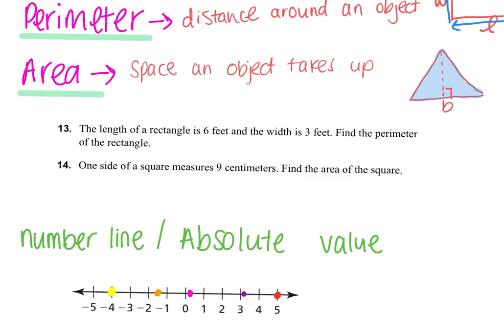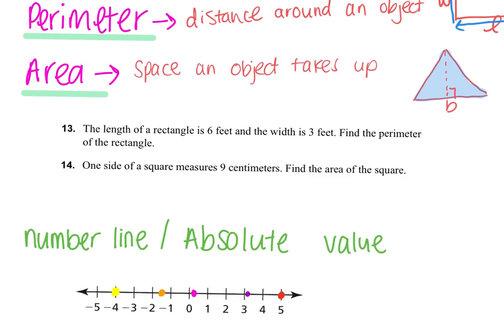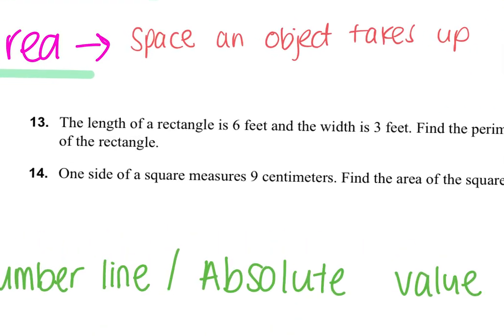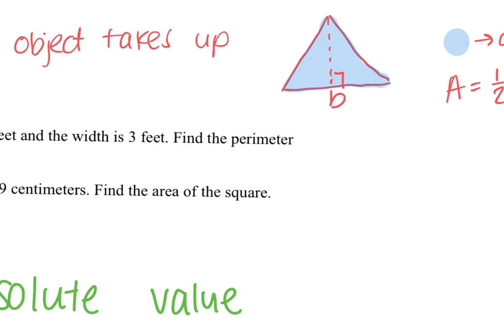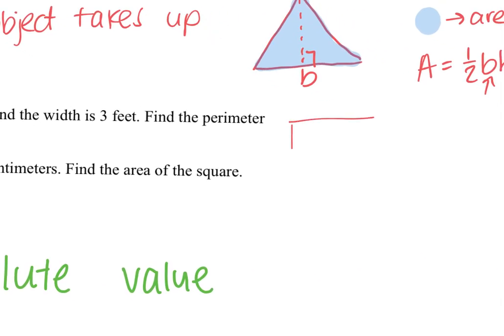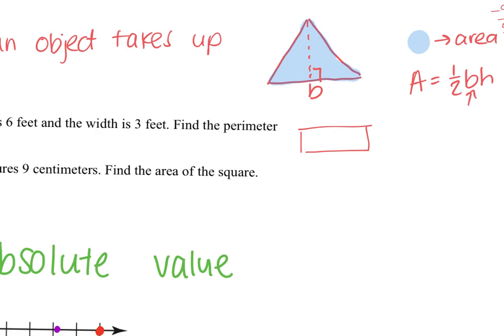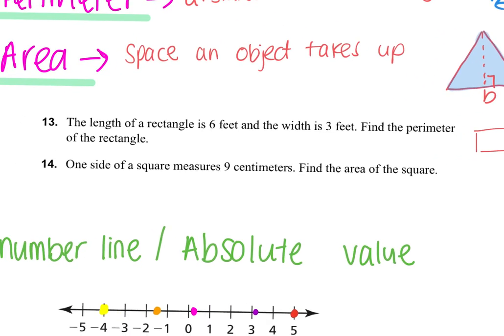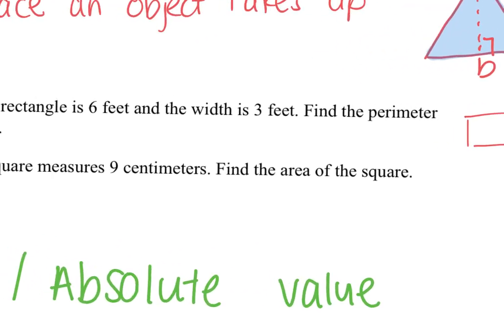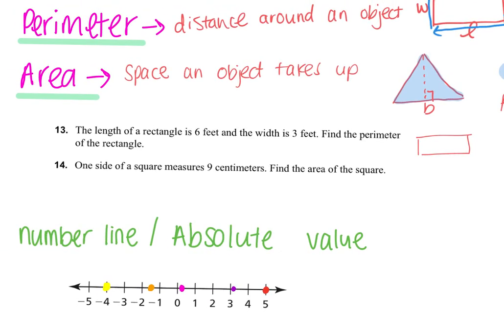The length of a triangle is 6 feet and the width is 3 feet. Find the perimeter of the rectangle, okay? So again, a rectangle, you should know what a rectangle is. It's a quadrilateral where the length and the width aren't necessarily the same. If all the sides were the same, then that would be a square. So a rectangle where this longer side is 6 and its width is 3. So this side's also 6 and this side's also 3. So it says find the perimeter of the rectangle.